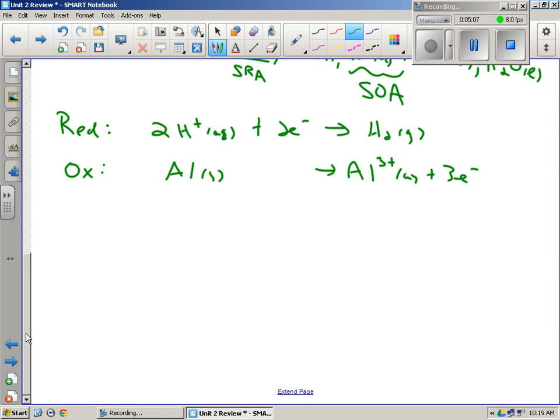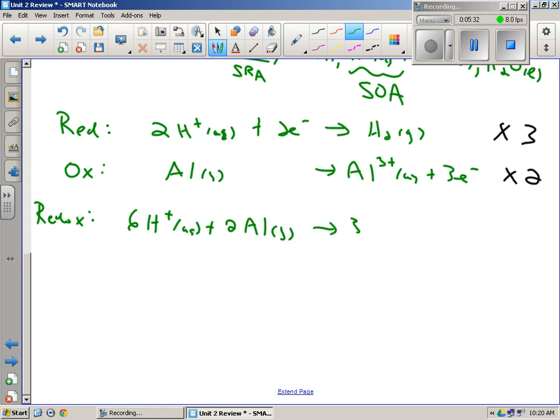We will write out the net redox reaction. To do that, we need to make sure that we balance these. So I'm going to take this one here times 2, and this one times 3, to balance out the electrons. Okay? And therefore we will get, as a final answer, 6 H+ and 2 aluminum solids, giving 3 H2 gases and 2 aluminum 3+. And once again, all said and done, remember in this unit we want to check and make sure we have everything balanced appropriately, and check charges.